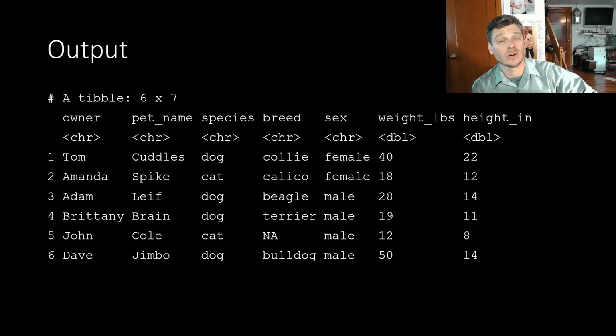We know how it's stored. So the owner name is stored as characters. So are the pet names, the species, the breed, and the sex. Those are all stored as characters. The weight in pounds and the height in inches are stored as doubles, which is just another word for numbers that can have decimal points on them. And again, this is what that data frame is going to look like.